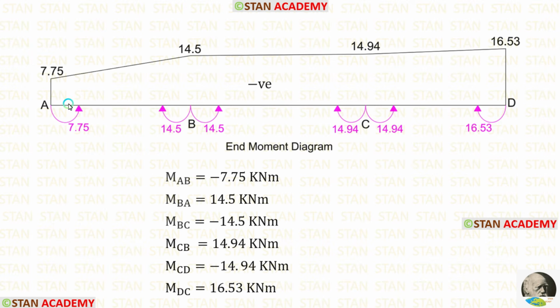Then we have to see the direction of the curves. All of the curves are indicating upwards. That means the end moment diagram comes above this line. Finally, we can connect the values and make the end moment diagram. If the end moment diagram comes below this line, that will be positive. If it comes above the line, that will be negative. Right now, all of the points are coming above this line, so it is negative.